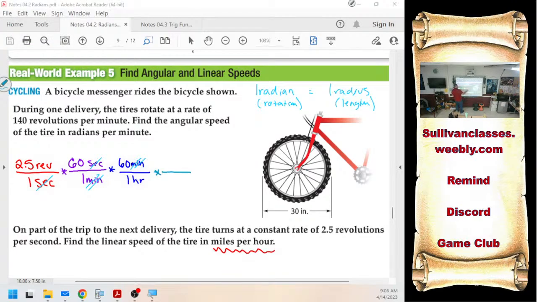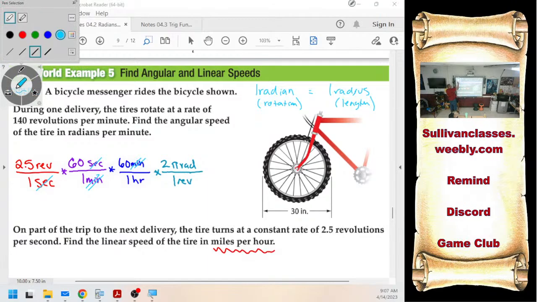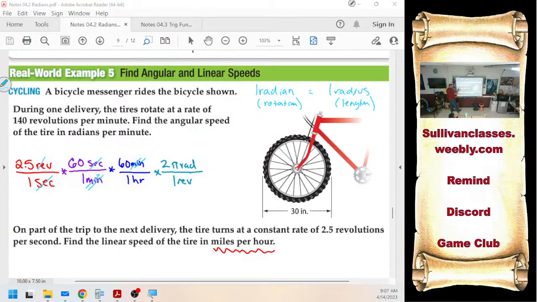I'll say 1 revolution is 2 pi radians. And then I'll go 1, 2, 3 tick marks here, 1, 2, 3 tick marks there. So I know that that's what it canceled out with. I'm now in radians. I'm at the portal. I am able to go from angular over to linear because 1 radian is 1 radius.